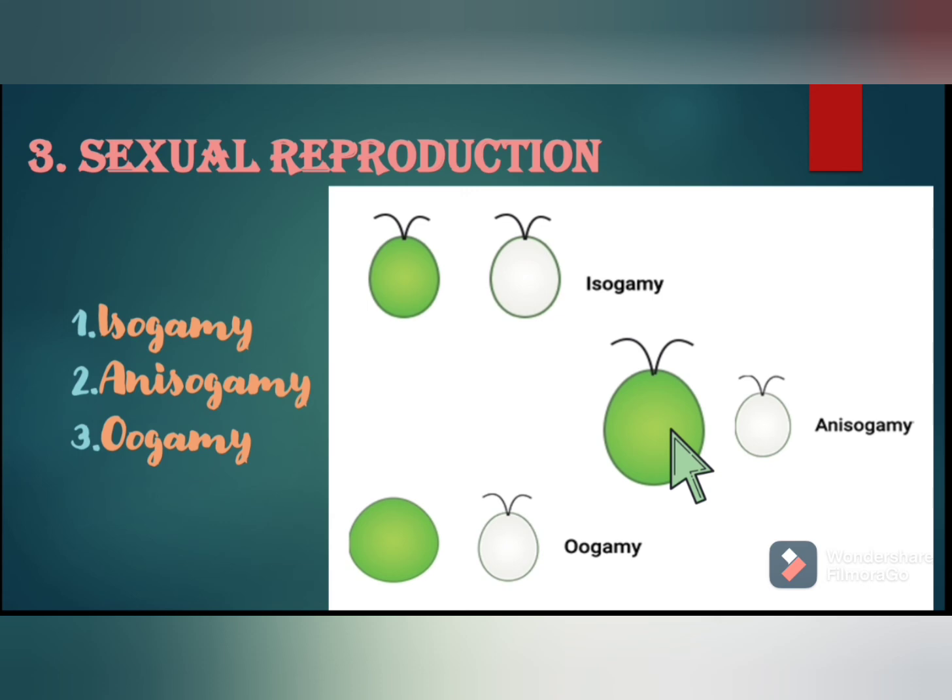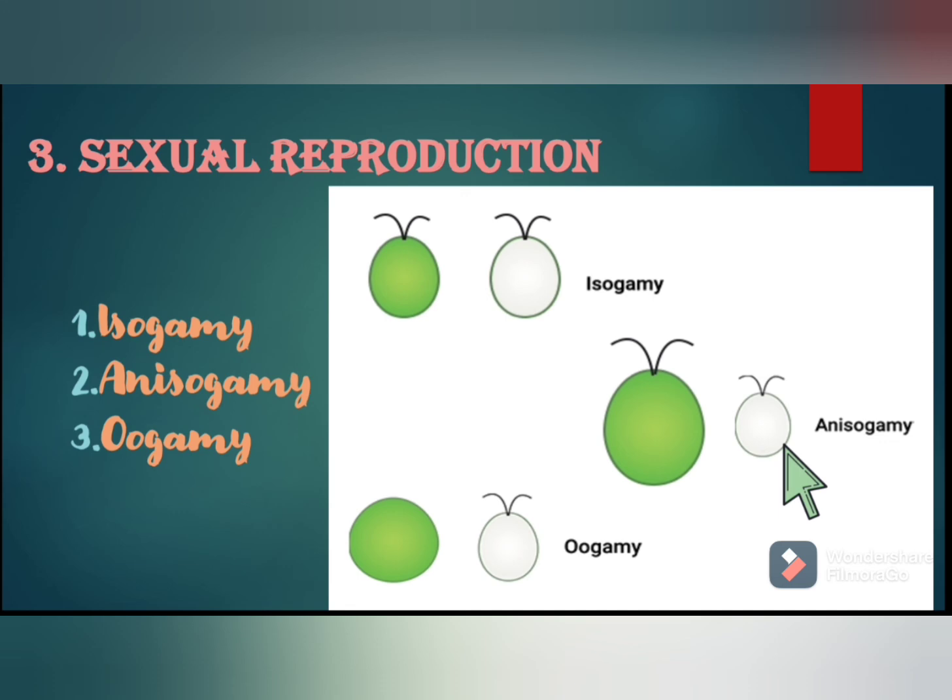And in other species such as Spirogyra, both the gametes are similar and non-motile. They are similar, they are non-motile. The male gamete will move towards the female gamete through physiological anisogamy.